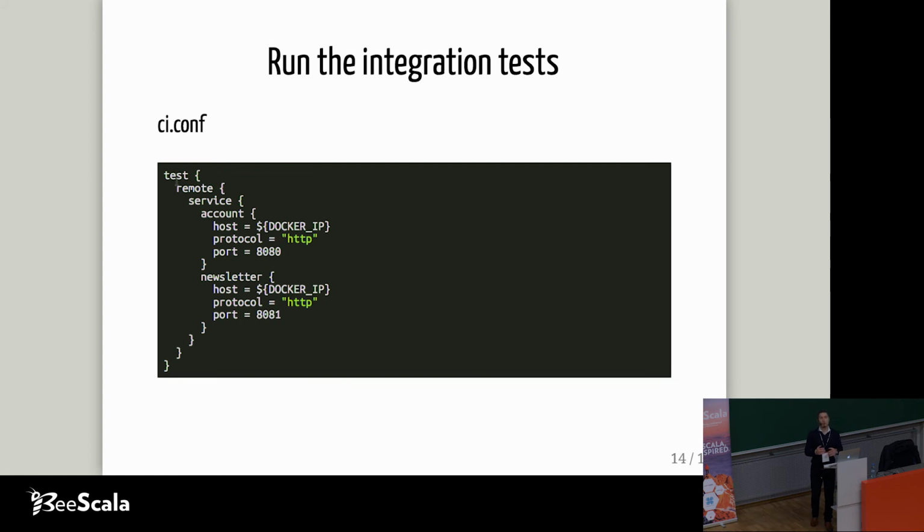It needs to know which IP to connect to run the tests. Basically, it has to connect to the account service and to the newsletter service. And then the extra config variable is Docker IP, which is basically the IP of the Docker host. And my tests are going to use this IP and the specified ports to connect to the two services.